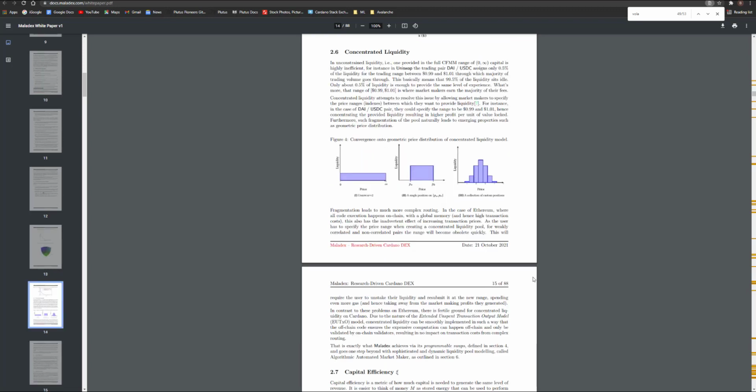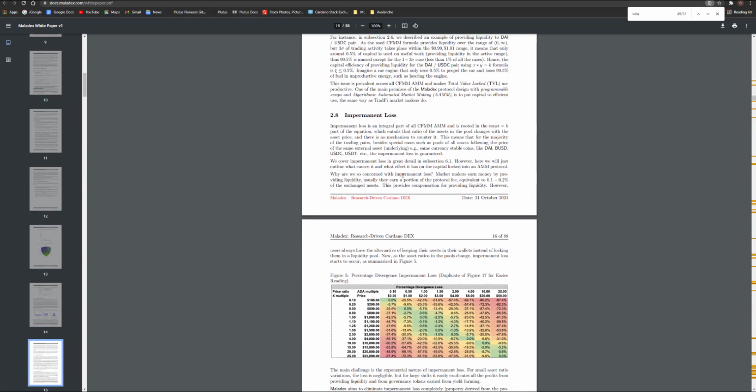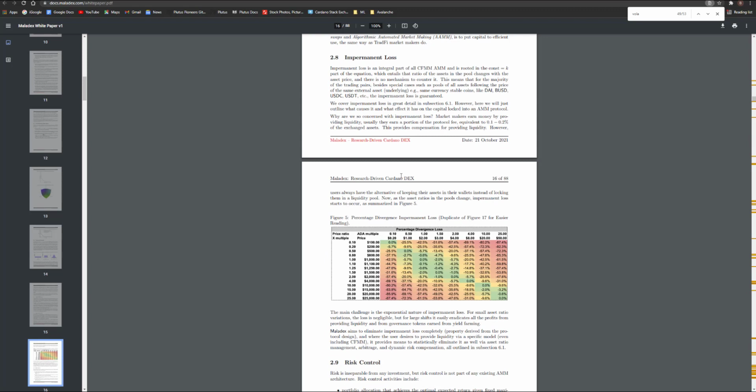So that's one improvement Maladex hope to make to DEXs, capital efficiency. The other one is impermanent loss, and this is an important concept to understand if you're looking to trade on existing DEXs.